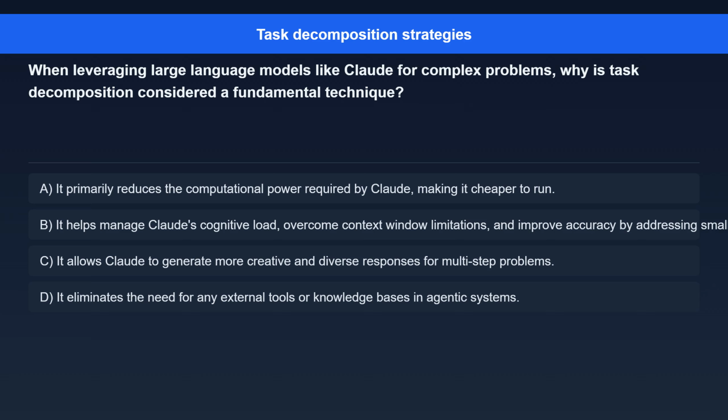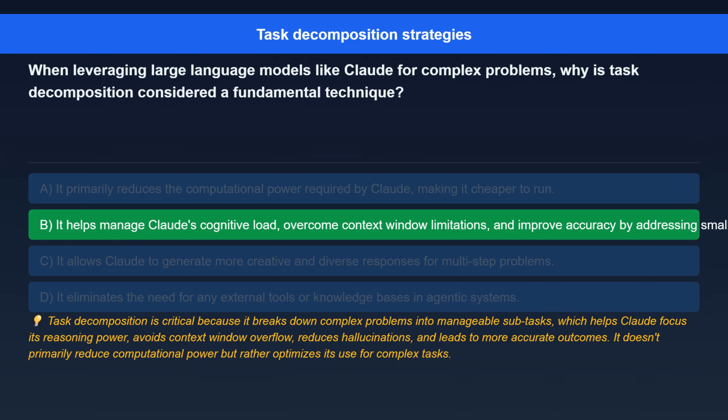Question 7. When leveraging large language models like Claude for complex problems, why is task decomposition considered a fundamental technique? Option A. It primarily reduces the computational power required by Claude, making it cheaper to run. Option B. It helps manage Claude's cognitive load, overcome context window limitations, and improve accuracy by addressing smaller, defined subtasks. Option C. It allows Claude to generate more creative and diverse responses for multi-step problems. Option D. It eliminates the need for any external tools or knowledge bases in agentic systems.